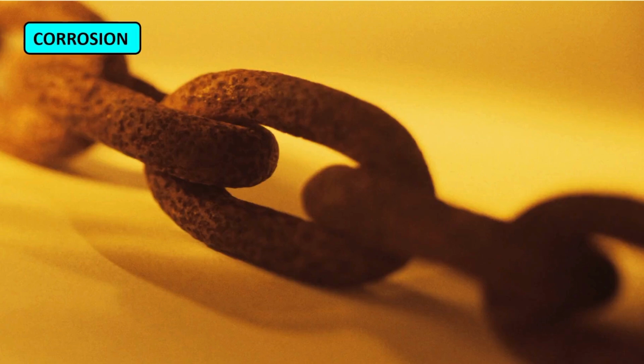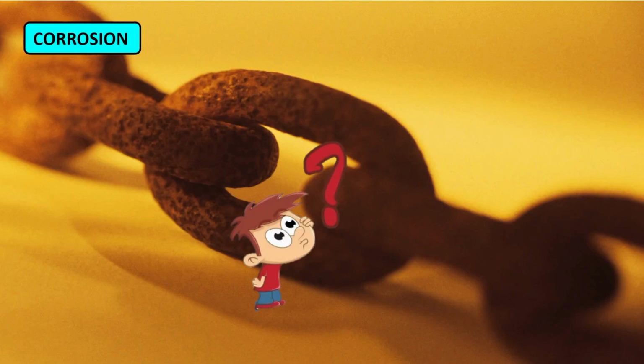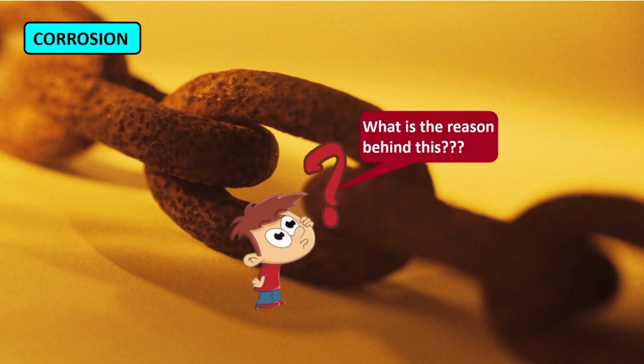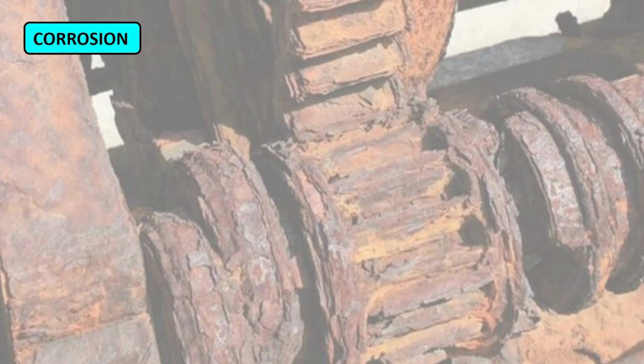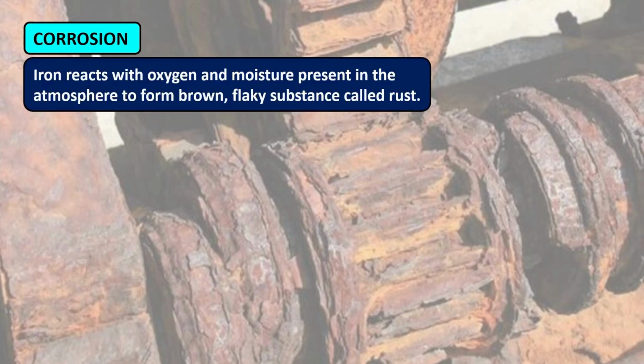Corrosion. What is the reason behind this corrosion? The process of slow eating away of a metal due to the attack of atmospheric gases and moisture on its surface is called corrosion. Iron reacts with oxygen and moisture present in the atmosphere to form a brown, flaky substance called rust.